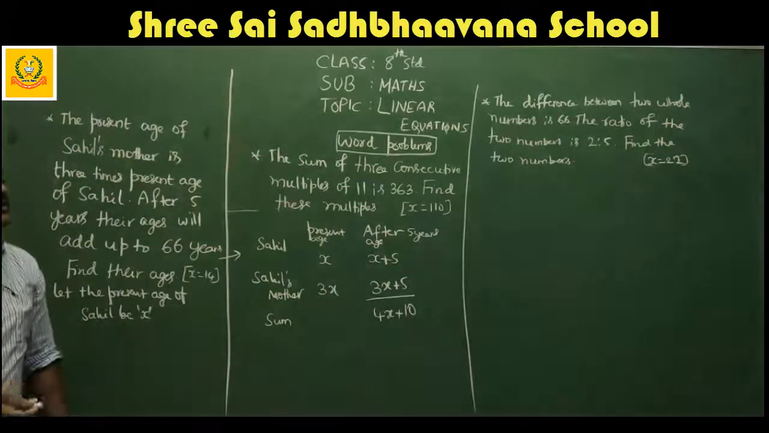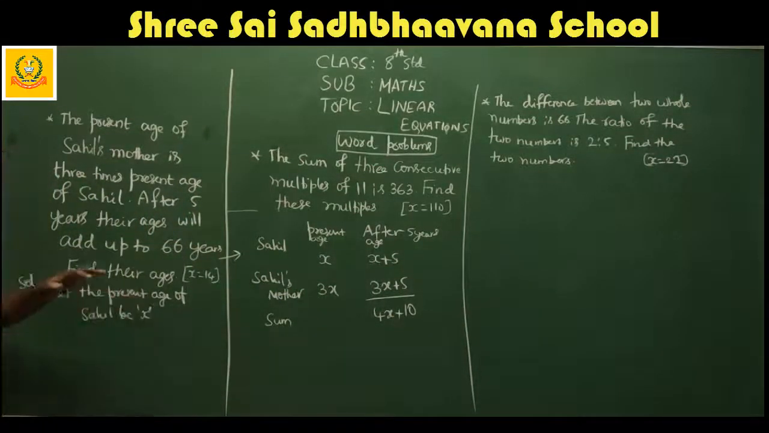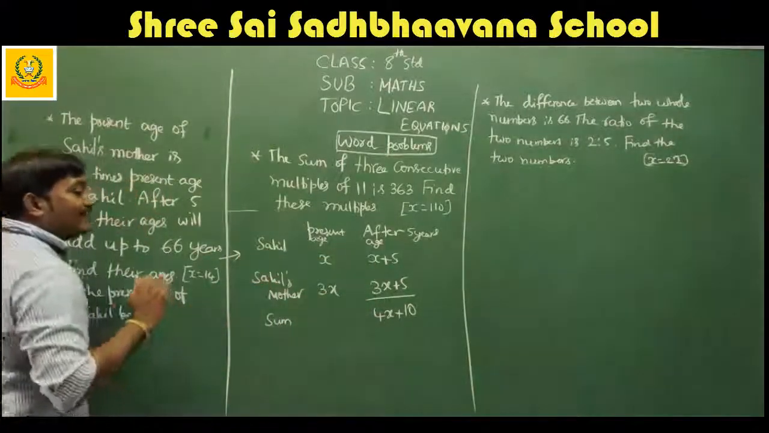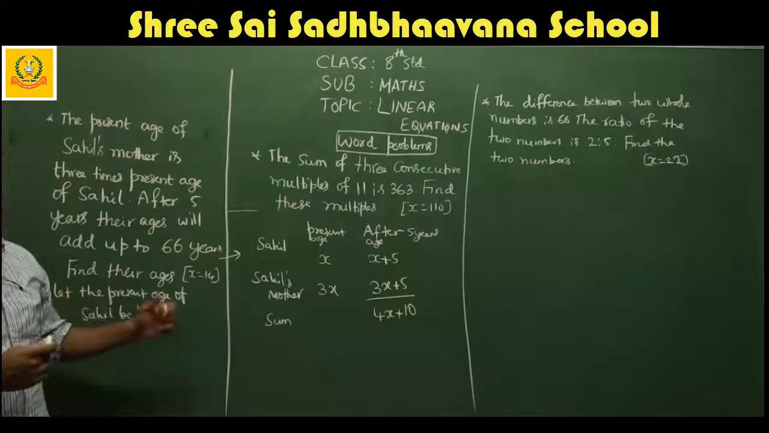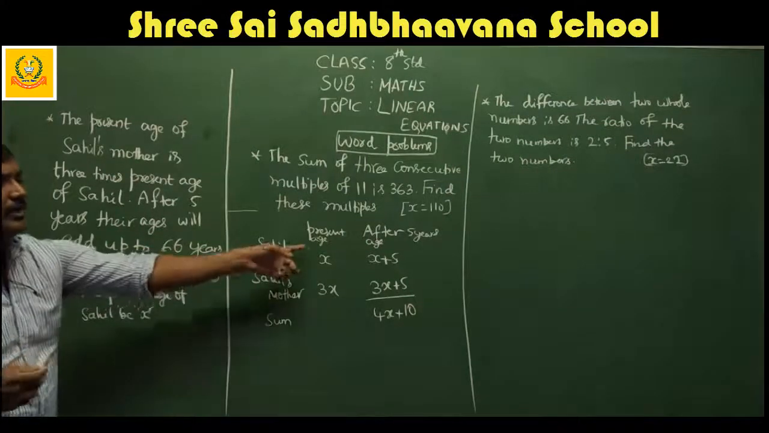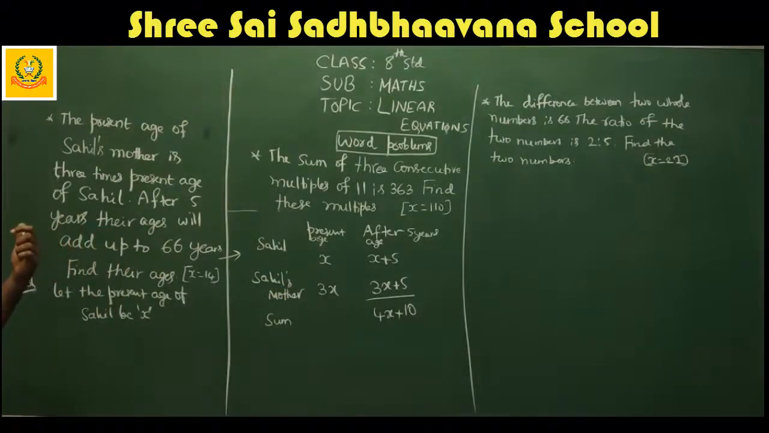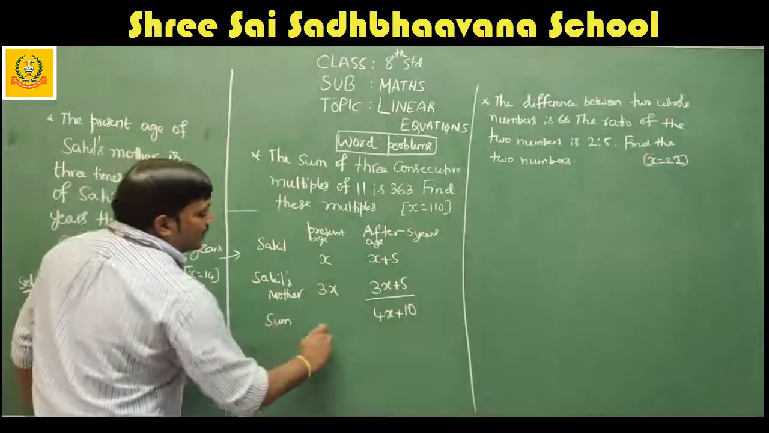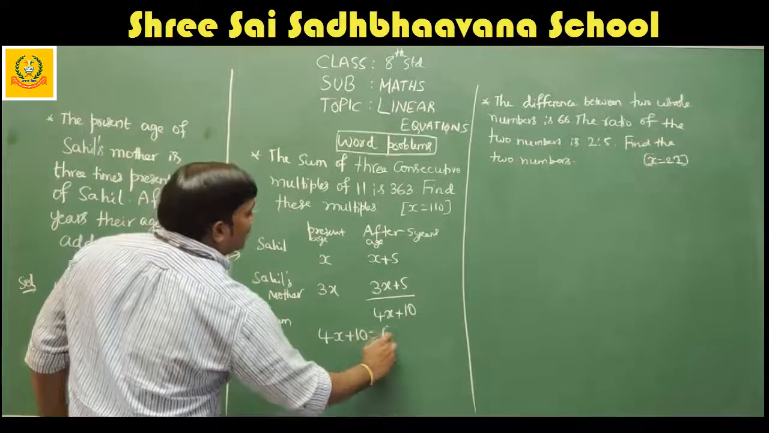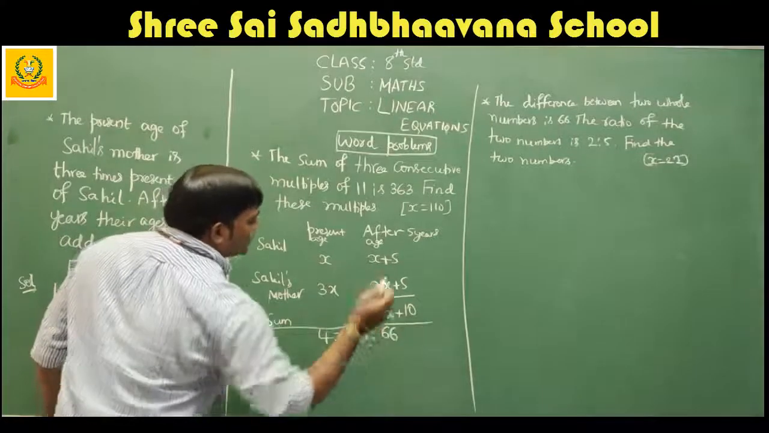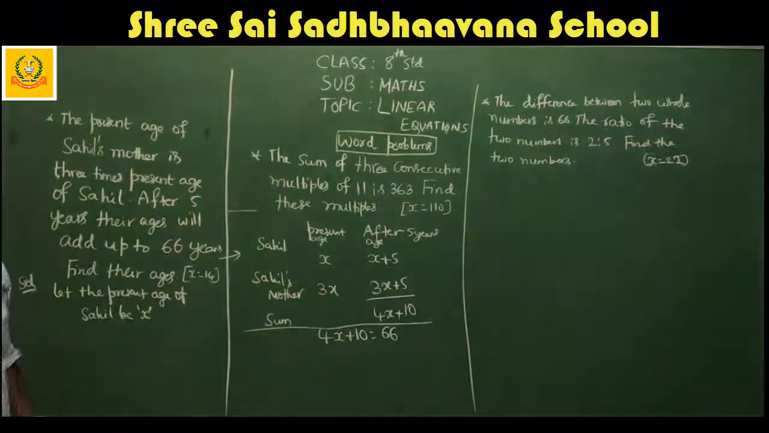So the sum of both the ages is 4x plus 10. Why? Because after 5 years, their ages will add up to 66 years. So after 5 years, if you add their ages, that sum is 66. That is what is given, and that's the reason I am adding it. No need to add the present ages because there is no hint or any sentence related to the sum of the present ages. So no need to do it. It is given clearly that the sum of the ages is equal to 66. Means they will add up to 66.